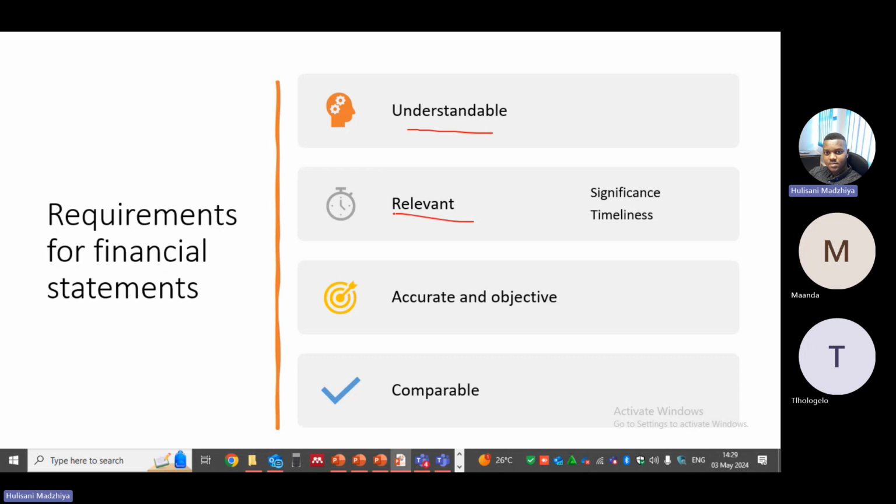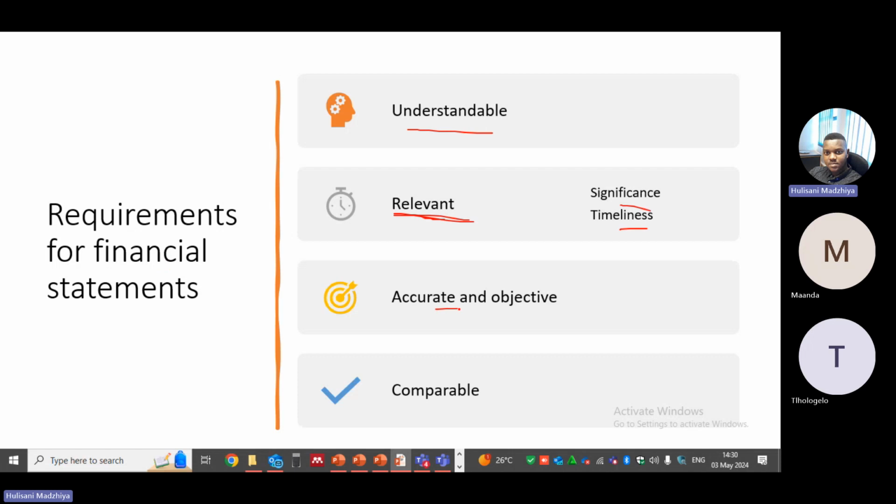Relevant: all information that is presented needs to speak to the timeline of the year in which it was presented, and be significant based on what that company is actually doing during that particular period. Because if this information is not relevant, you won't be able to use it for decision making. So its relevance is important because of decision making. Therefore, we need to make sure that financial statements are prepared and the information is 100% relevant so that we can make decisions.